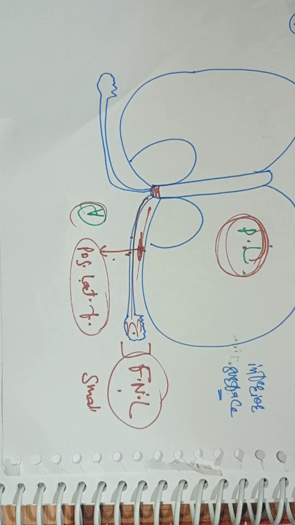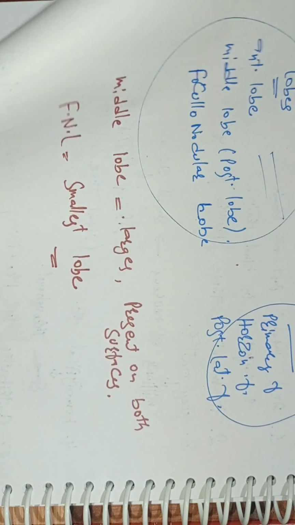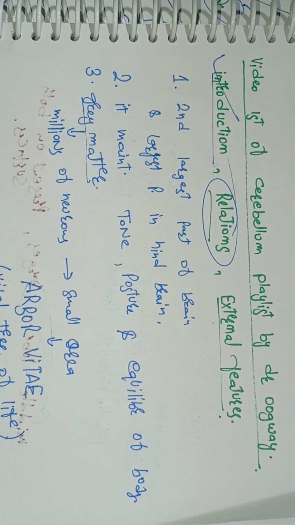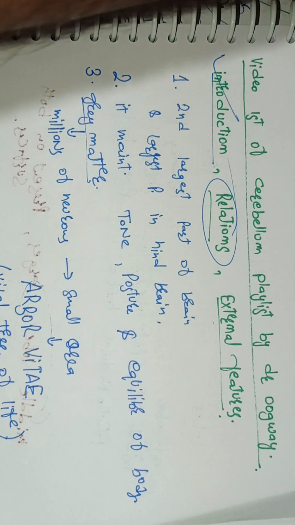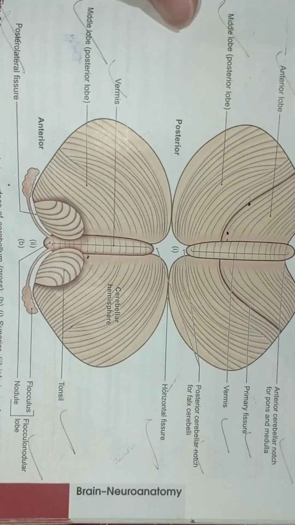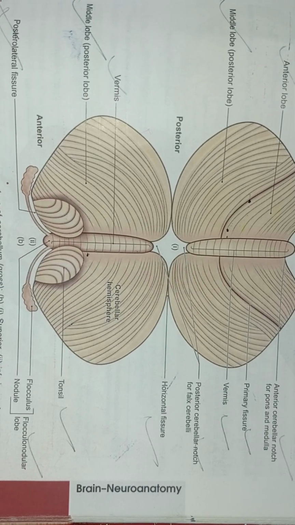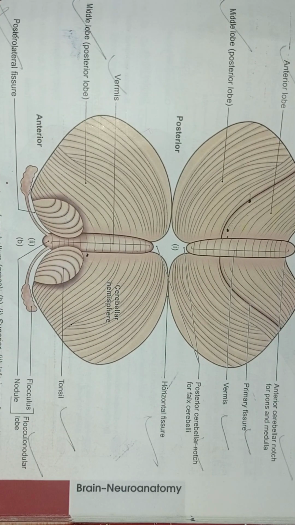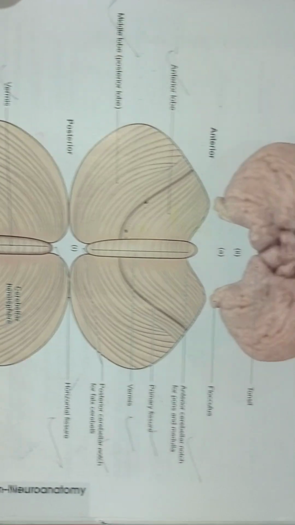So this is all about the cerebellum. We talked about the introduction, the relations, and the external features of the cerebellum. We can see this from the diagram. This is the superior surface and this is the inferior surface. You can see all the structures clearly, and this is the cadaveric image of the cerebellum.